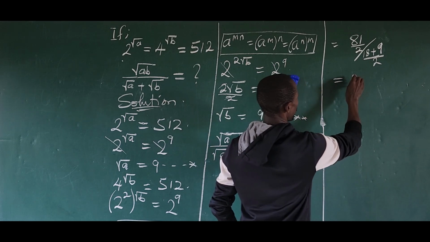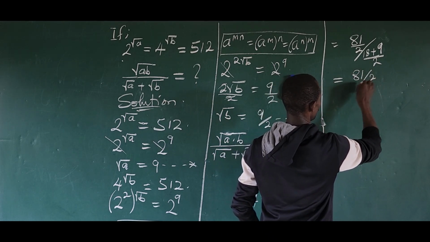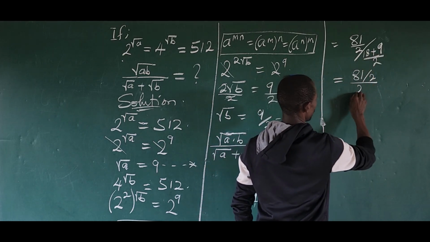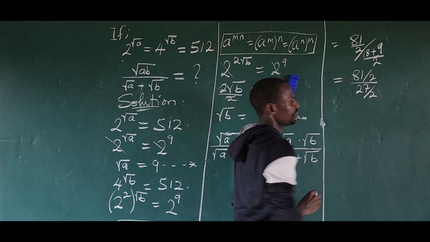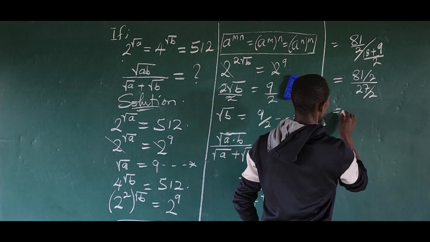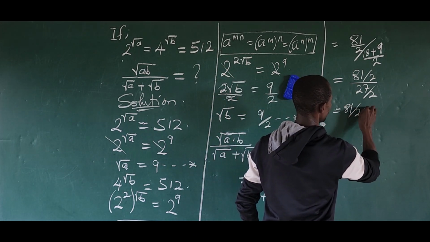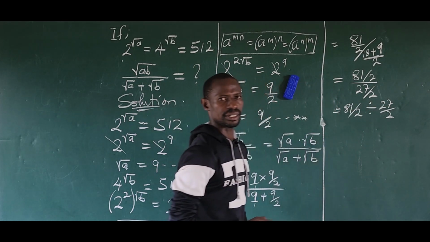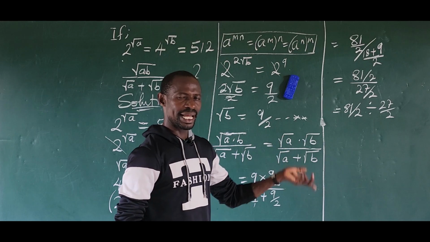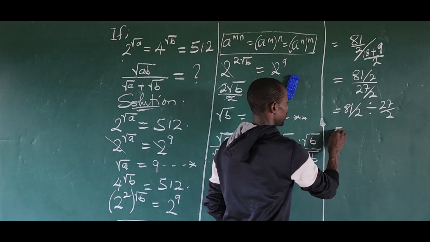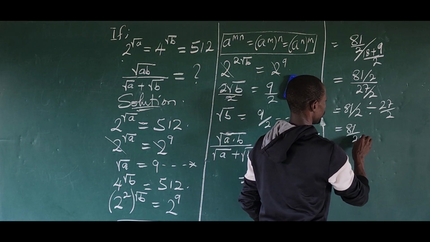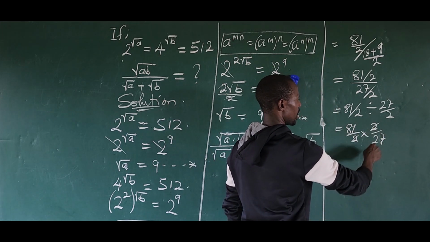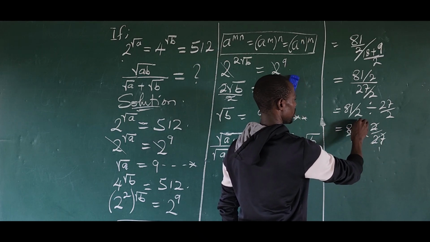So this is equal to 81 all over 2, all over, then if we add this to this, it will give us 27. So we have 27 all over 2. Again, this can be expressed as 81 all over 2 dividing 27 all over 2. We change this to multiplication, and the denominator goes up, the numerator comes down. So this is going to give us 81 all over 2 times 2 all over 27, right? So 2 can go with 2 here. 27 here 1, 27 here will give us 3.